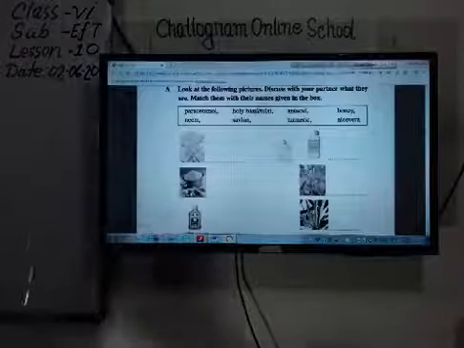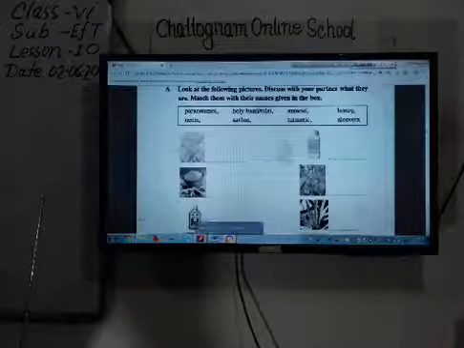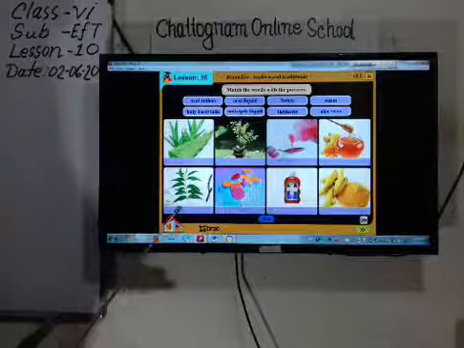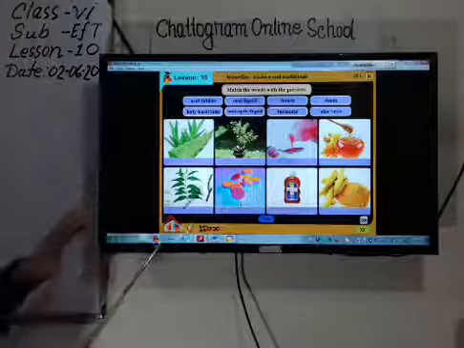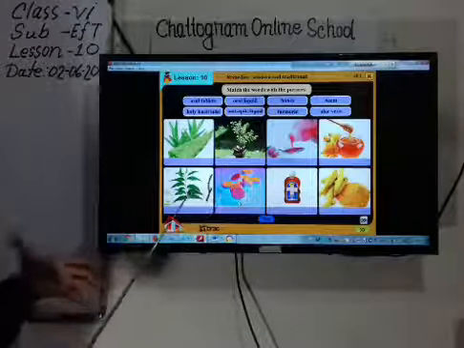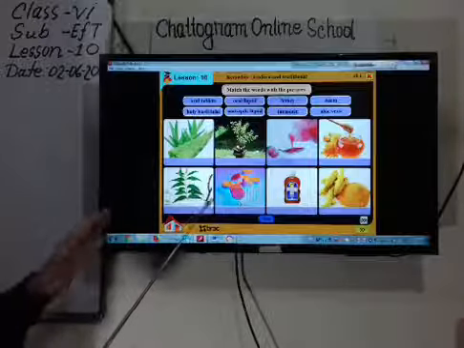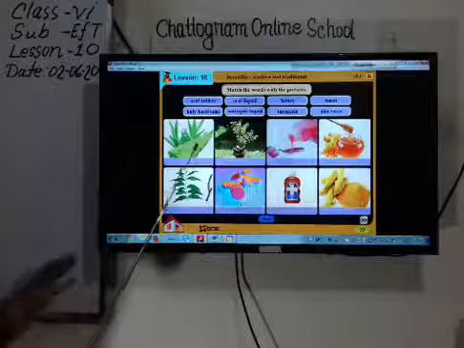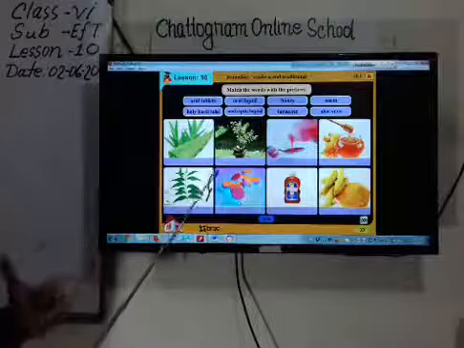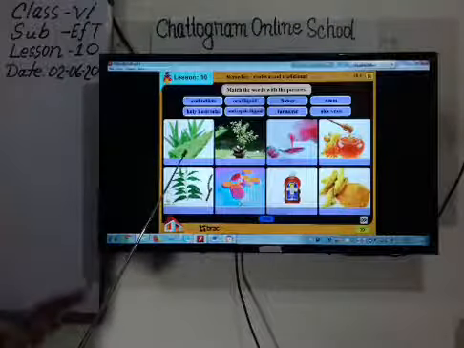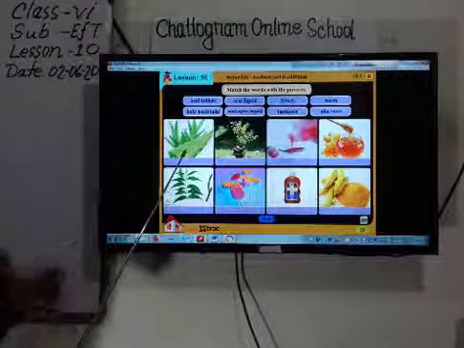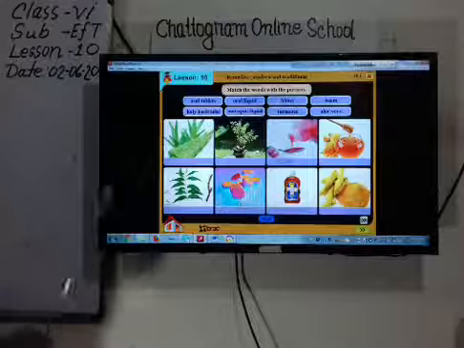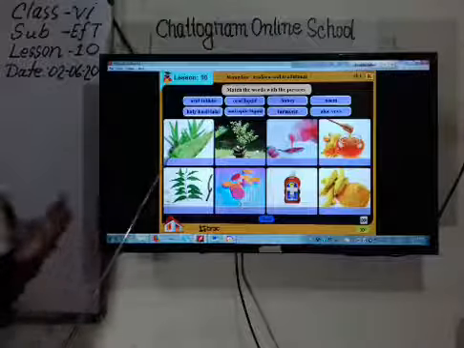So I have another option for you. I have a colorful picture for you. It is the same as the picture in the book. So we can practice here. There are pictures, and we can discuss them. The first one we see, can you tell me what's the name of this?